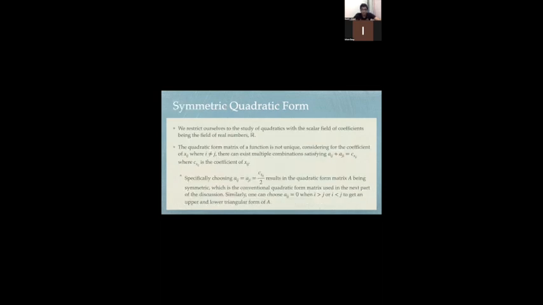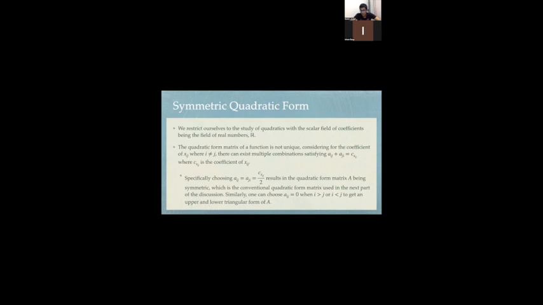As mentioned previously, we have restricted the scope of this discussion to the field of real numbers R. Further, it is to be noted that the quadratic form matrix of a functional mapping from Rn to R is not unique, considering that for the coefficient of xixj, where i is not equal to j, there can be multiple combinations satisfying aij plus aji is equal to the coefficient of xixj.